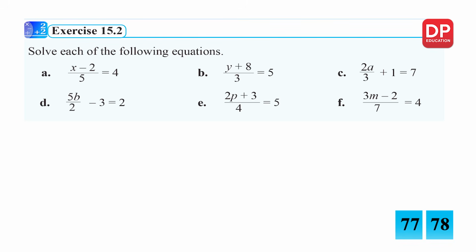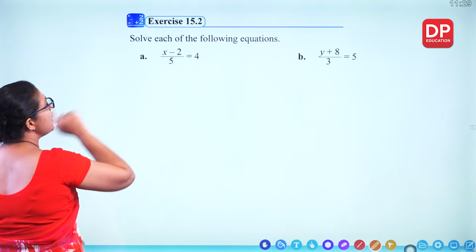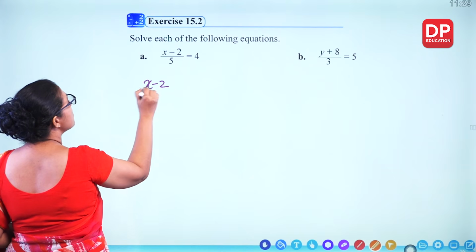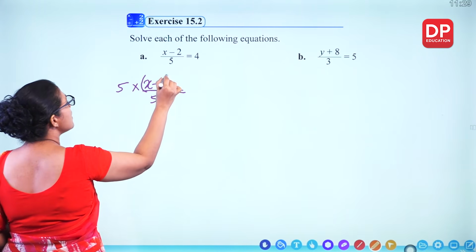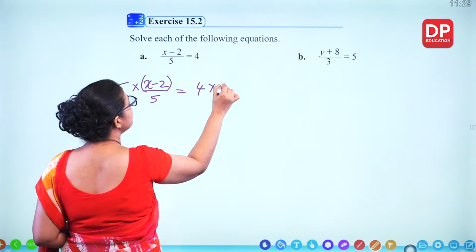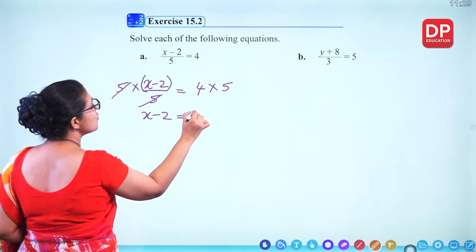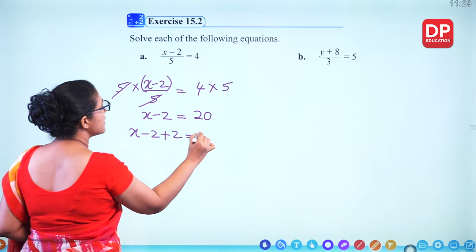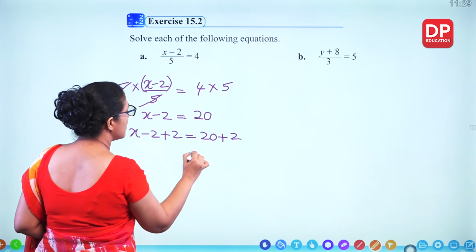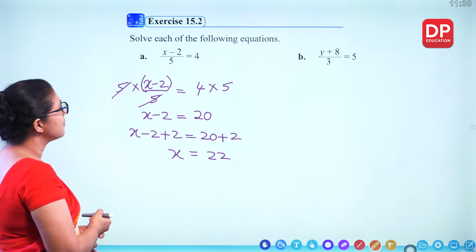Exercise 15.2. Solve each of the following equations. Denominator is 5. Multiply both sides by 5. Make sure that you put brackets here. 5 gets cancelled out. x minus 2 is 20. Add 2 to that. You get 22 equals x.